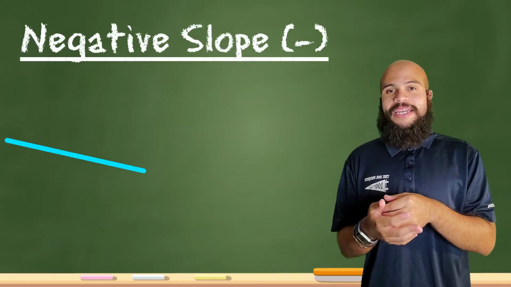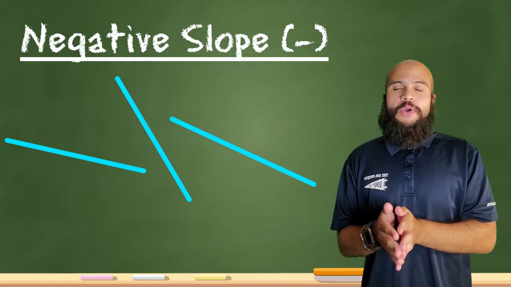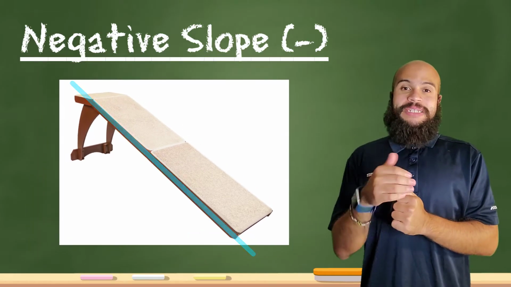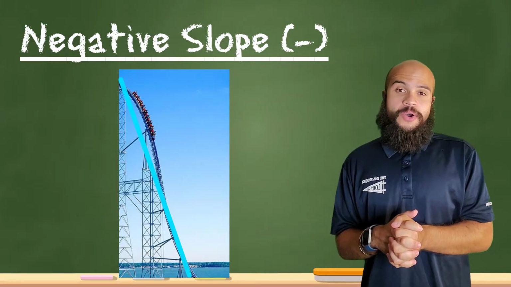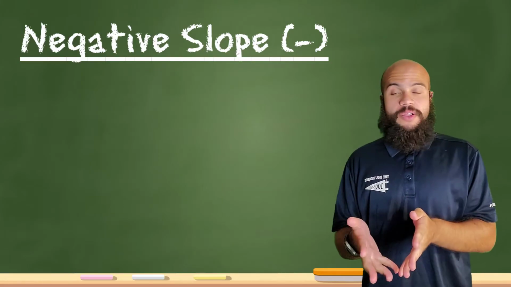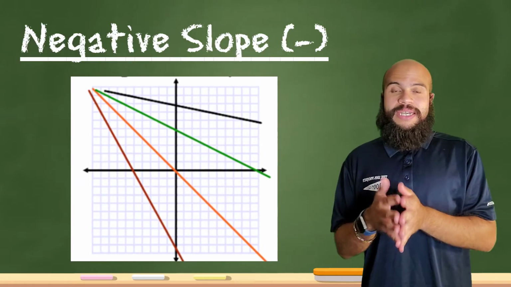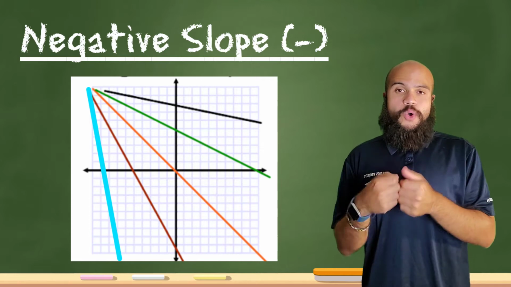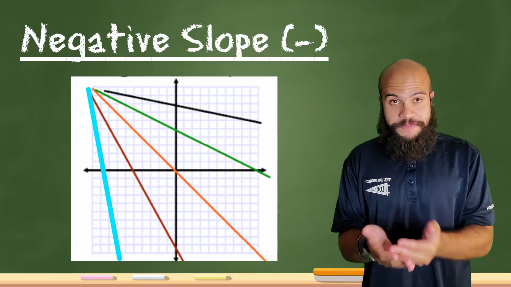So when a slope is negative, the line is decreasing from left to right. Think about going down a ramp, or climbing down a flight of stairs, or going down that big drop from a roller coaster. Negative slopes can also be very steep or very close to flat as well. But as long as it is decreasing, it's going to be negative. And the steeper the slope is, the quicker the rate of change, meaning the quicker something is changing.